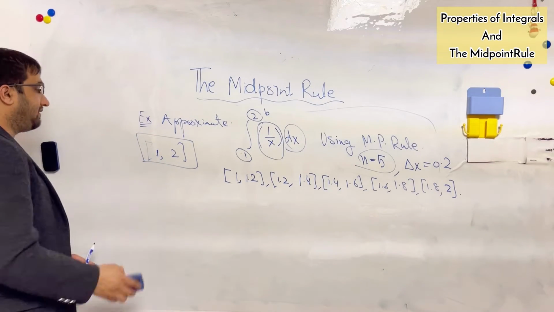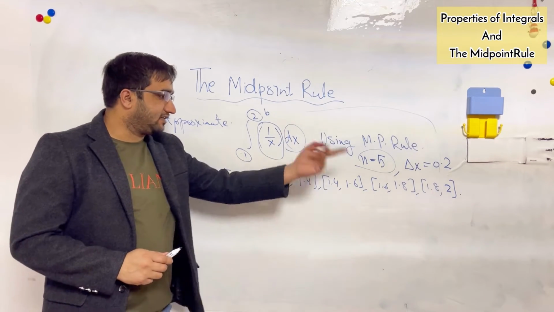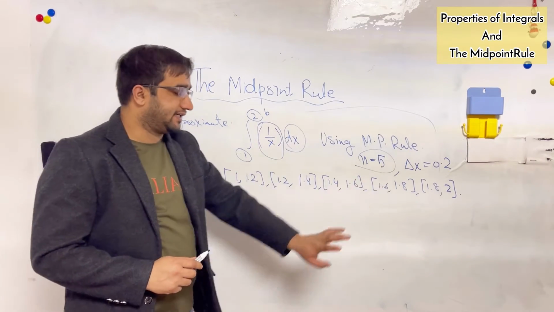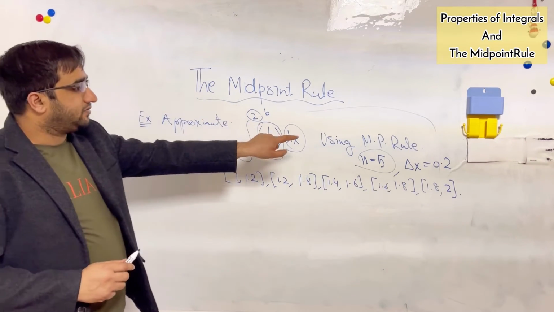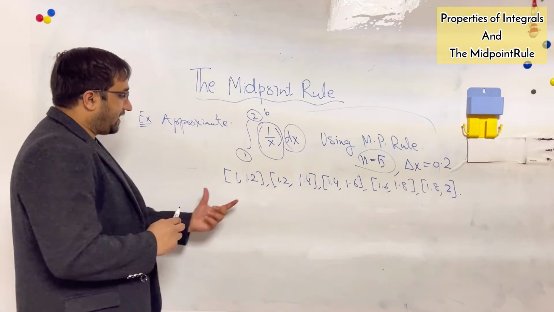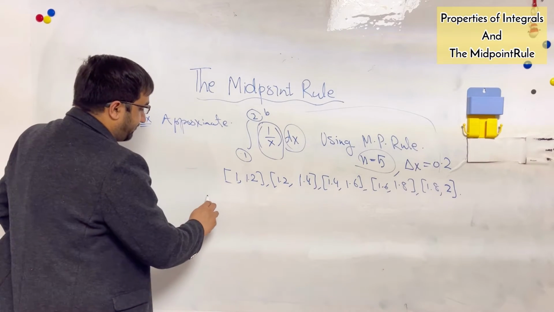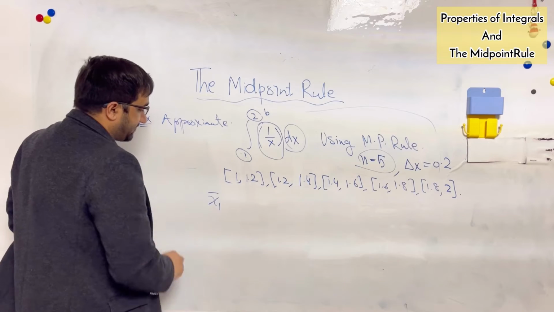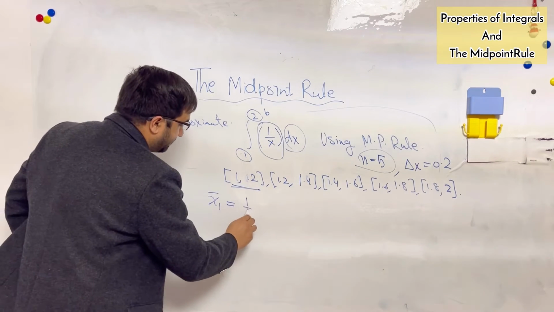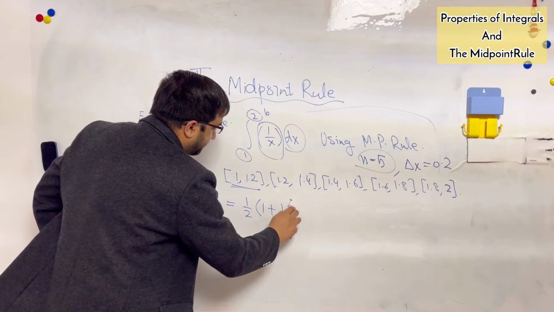In the case of left endpoints, I will simply pick up the left points and go on. In the case of right endpoints, I will simply pick up the right points and go on. But here you are bound to use the midpoint rule. So you are not done here. You have to get the midpoints of each interval. So for the first midpoint, x1 bar, you have to add these two numbers and divide them by 2.